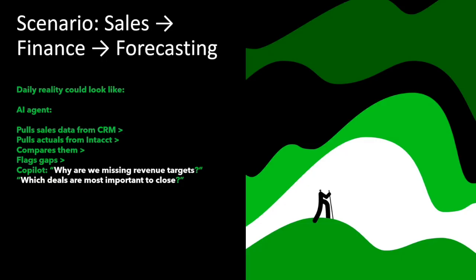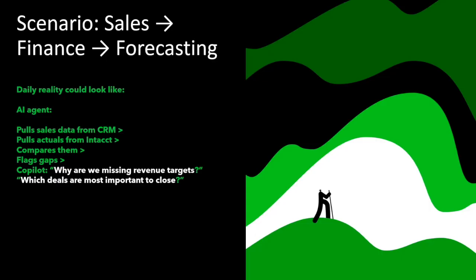And we can see here, we've got a scenario that sales, finance, and forecasting are all on. So what could it look like in the future? We could say the AI agent is going to pull data from a CRM, pull some actual financial information from Intacct, compare them, flag the gaps between them, and then we can also ask it questions, like you can see there on screen. So why are we missing revenue targets? And actually retrieve an answer or an insight into why Copilot thinks that.